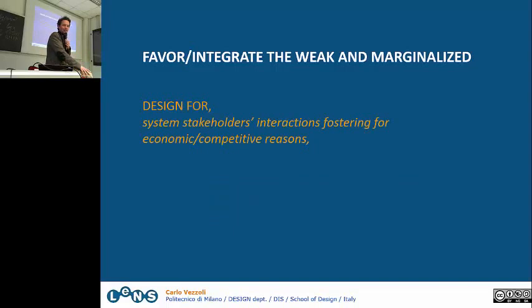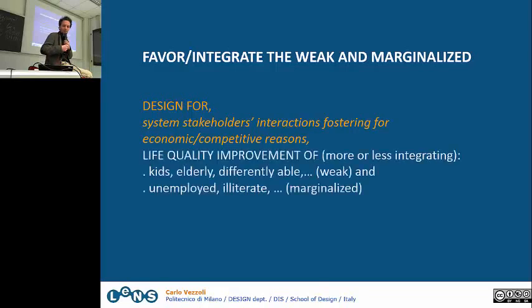Favor and integrate weak and marginalized: design stakeholder interaction fostering, for economic and competitive reasons, the improvement of the life quality of either the weak or the marginalized. Okay, the weak are basically kids, elderly people, and differently able people. The marginalized are those people that are, for example, unemployed, illiterate, or have some problem of drug addiction or something like this, okay?